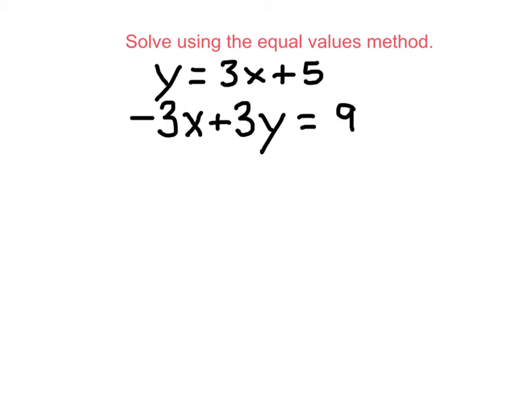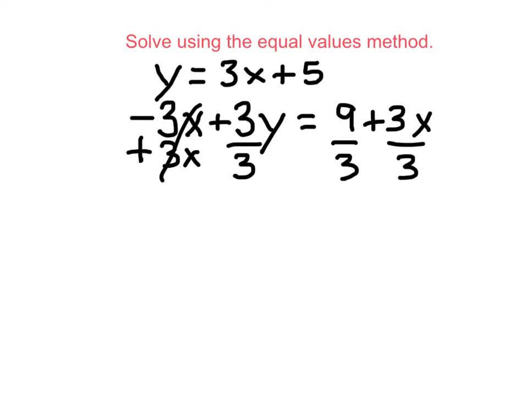Alright, now this example, the first equation is solved for y, but the second one is not. So we need to solve the second equation for y, and then we can employ the equal values method. So what I need to do here is add 3x to both sides. Then divide both sides by 3. And when I divide both sides by 3, everything gets divided by 3. So that will give us y equals 9 divided by 3 is 3, and then 3 divided by 3 is 1, so 3 plus x.